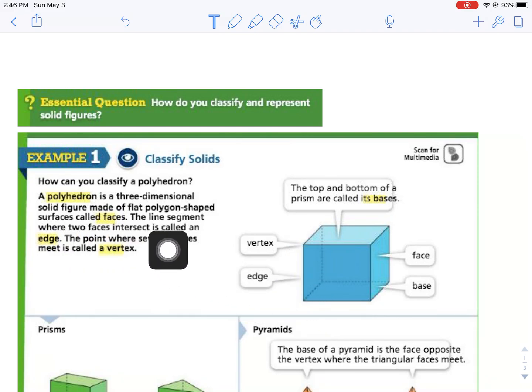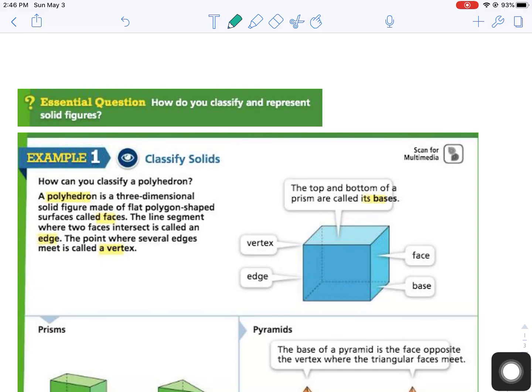The line segment where two faces intersect is called an edge. So the line segment where they intersect. And then the point where several edges meet is called a vertex. So where edges meet, these are called vertexes.